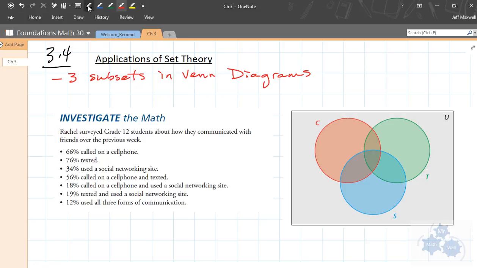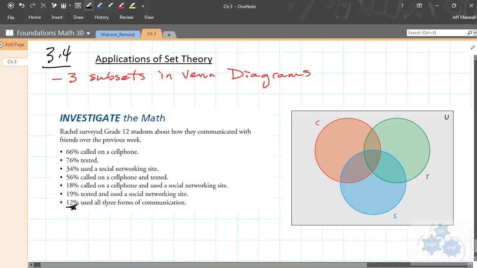So that 12%, if we look at this, 12% used all 3 forms of communication. Which region would represent that 12%? Where would I put the 12? Anybody? Right here? No. Right here? No. What about here? Did I hear yes? Very good.